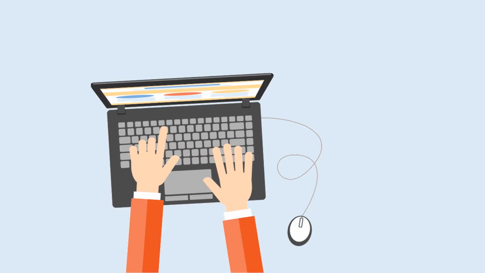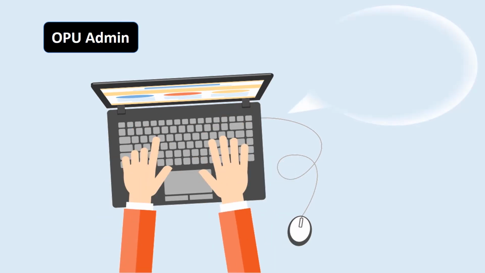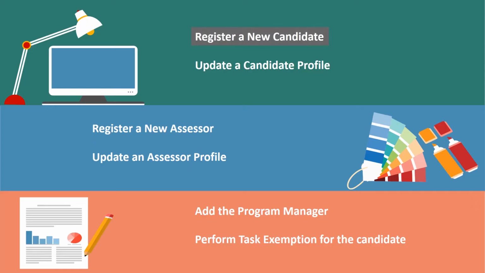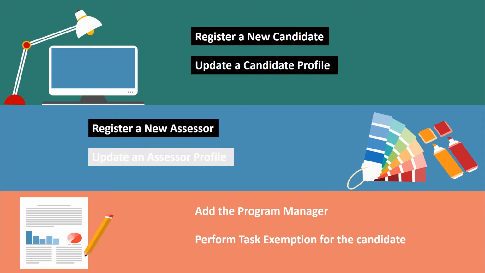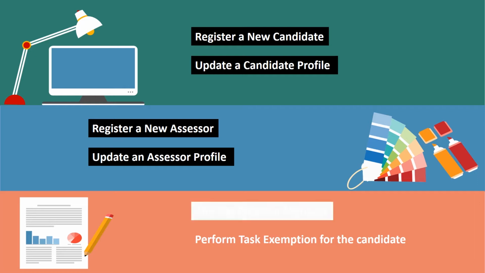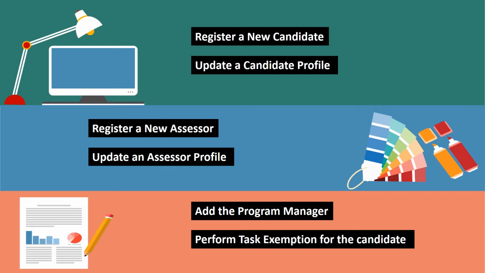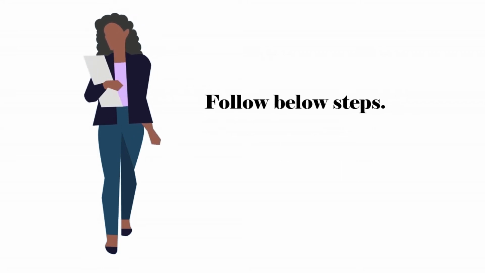Let's get started. In Enhanced EPICAS, OPU Admin needs to perform various tasks such as register a new candidate, update a candidate profile, register a new assessor, update an assessor profile, add the program manager, and perform task assumption for the candidate. How to proceed with all these tasks? Follow below steps.